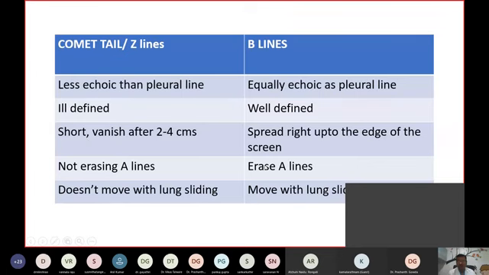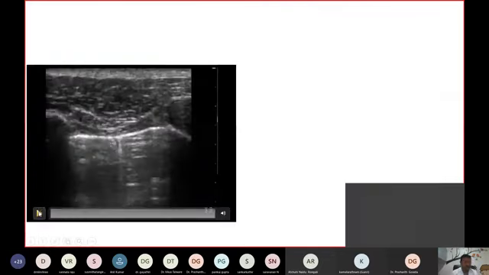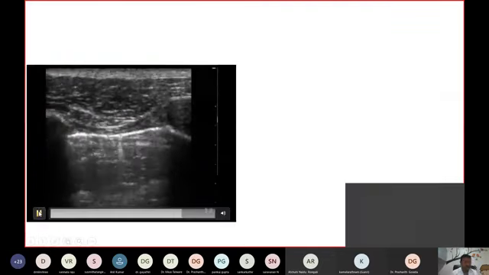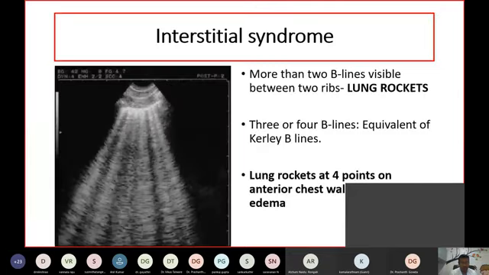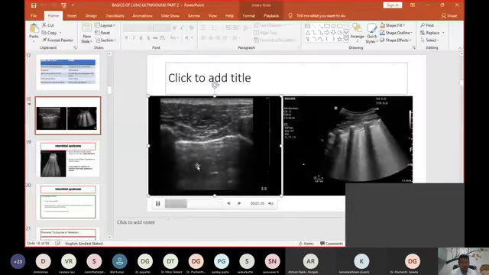Now, look at this video. So concentrate here. I'll play it again. It's a small video. It is playing on its own. You can see there's a nice pleural line. So I'm playing it again. You can see there is a nice pleural line, and you can see subtle vertical artifacts which are disappearing soon, and you can see A lines across also. So that is comet tail.